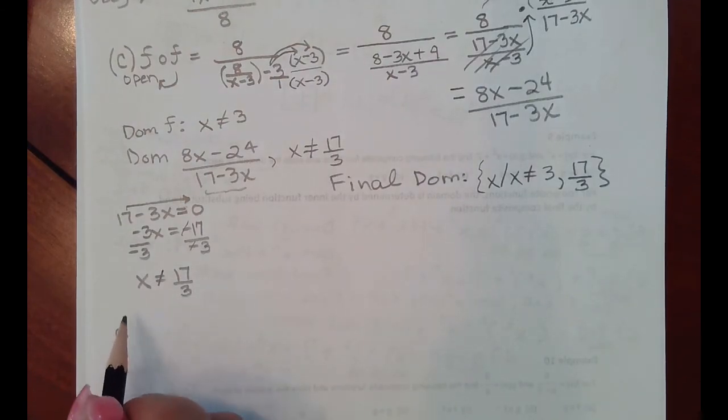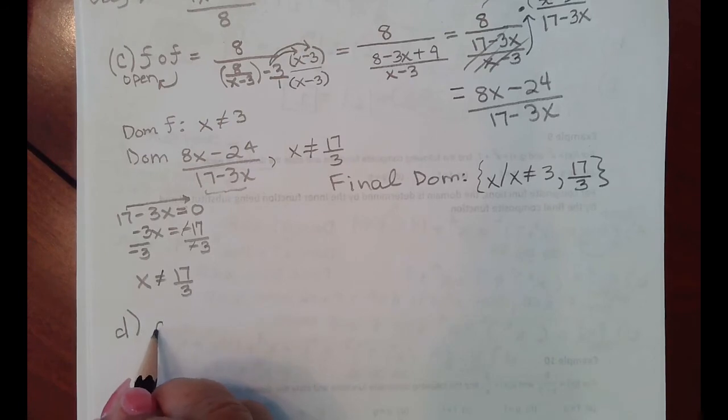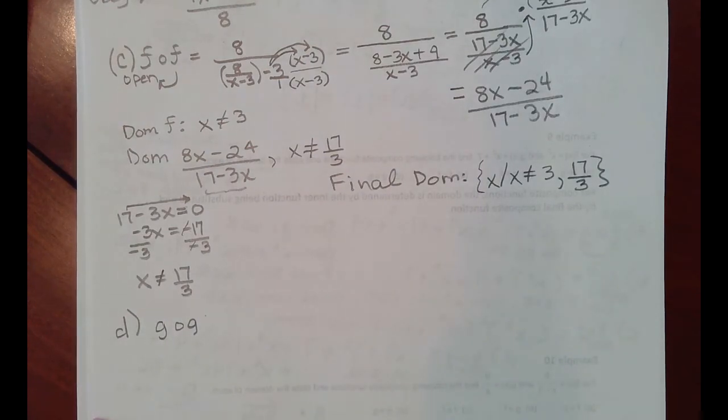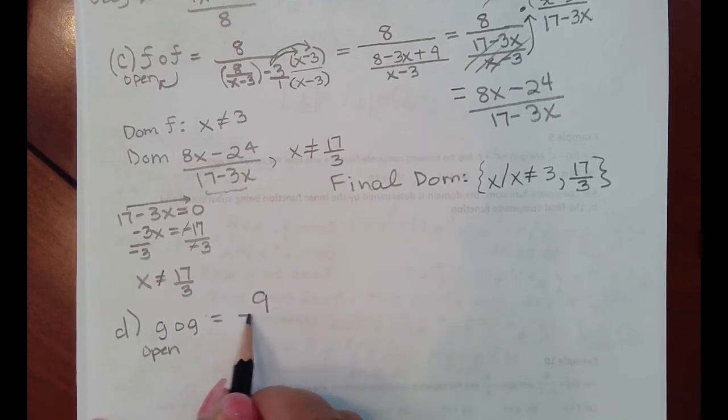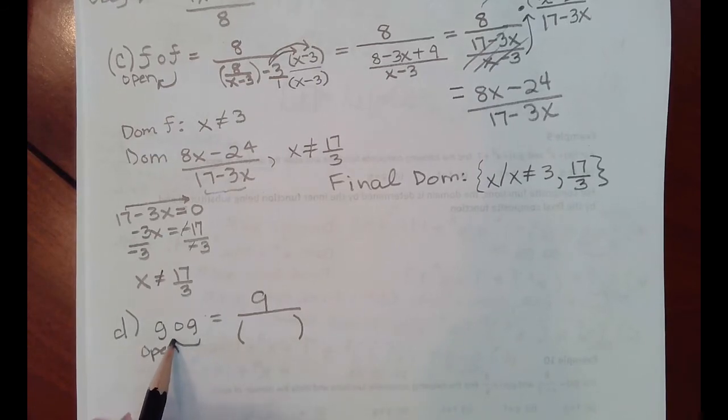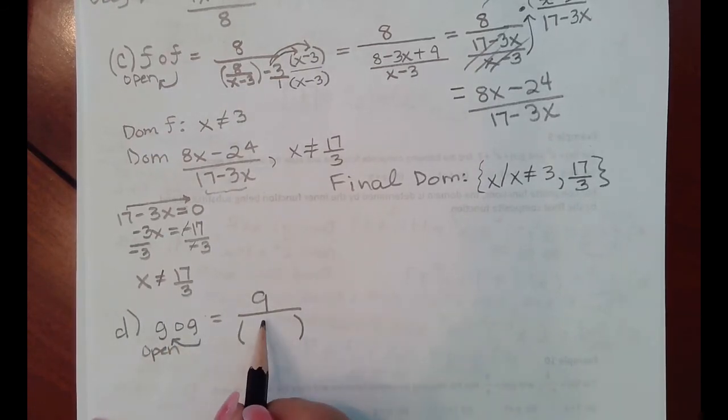Okay, last part, very strenuous, this problem. Last part, we're trying to do G composed of G. Okay, so let's see. That means we're going to open up G. The G function is 9 over x, and we're going to plug that same G function right into that open spot, 9 over x.